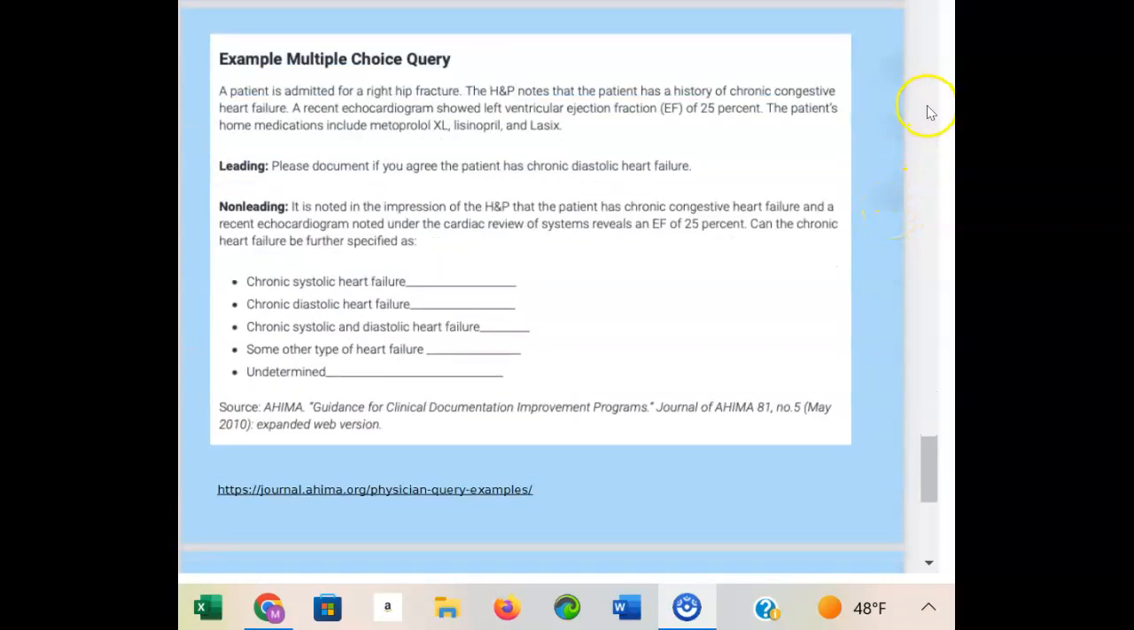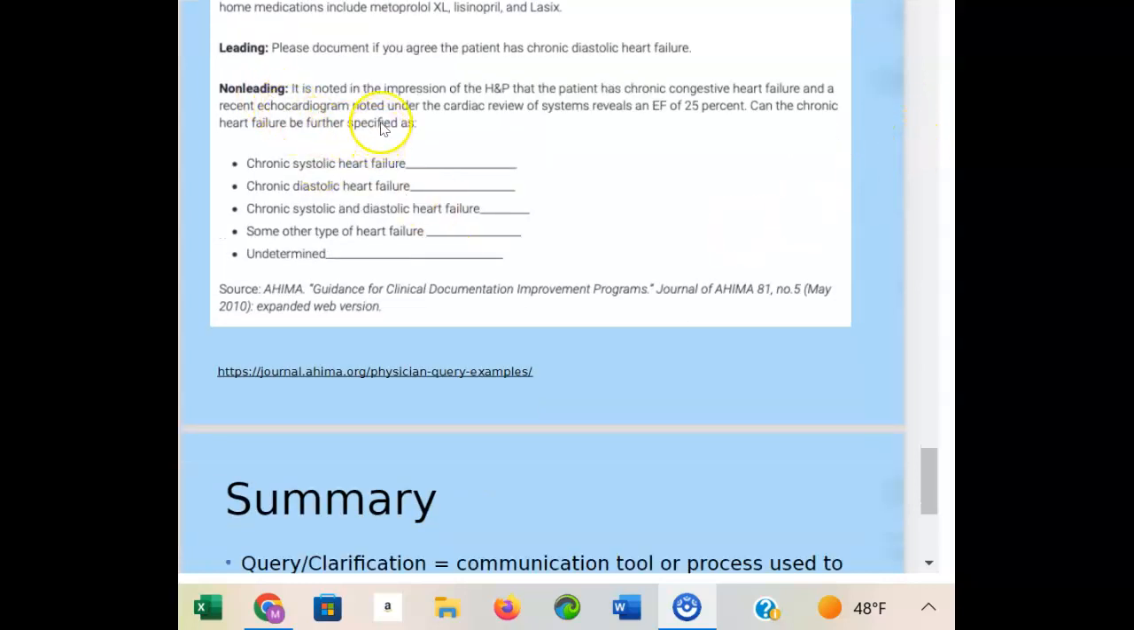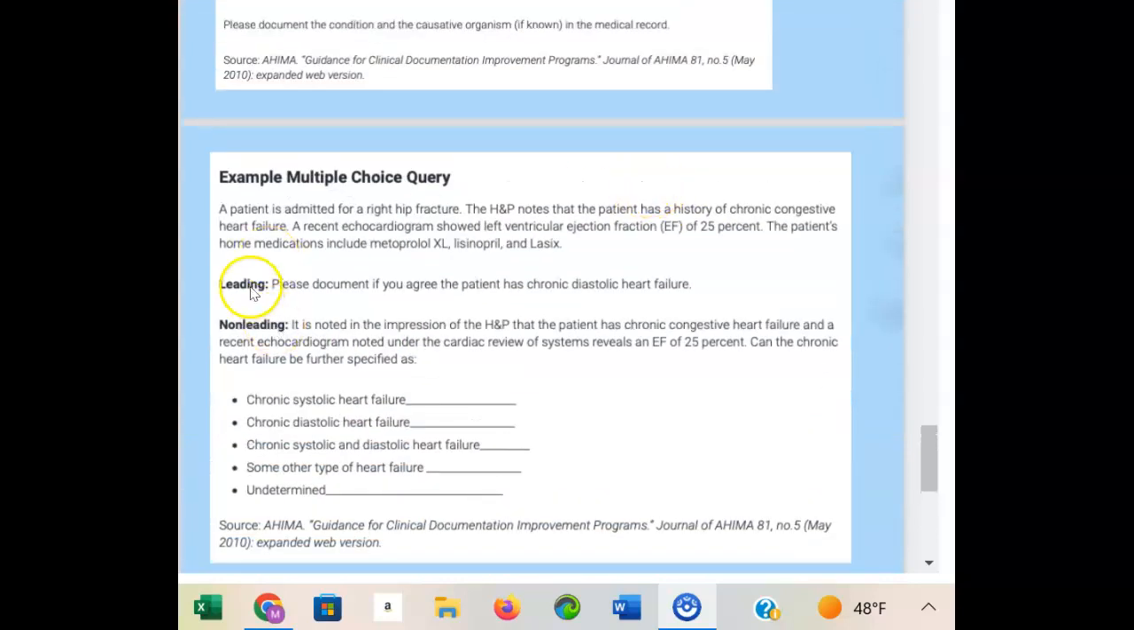So here's another example of a multiple choice query. With this scenario, they have a hip fracture, history of chronic congestive heart failure. They had a recent echocardiogram. Patient's home medications include 3 meds. We want to document. This is leading: please document if you agree the patient has chronic diastolic heart failure. And remember, non-leading, you are going to list everything out. Okay? So those are the two differences in leading and non-leading.